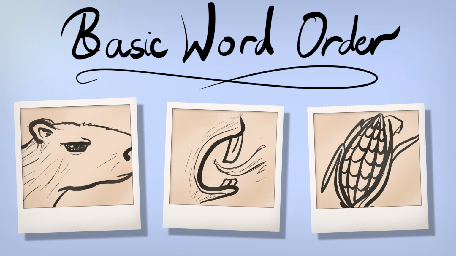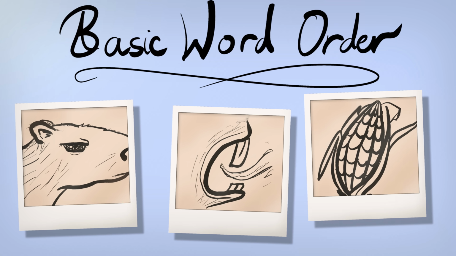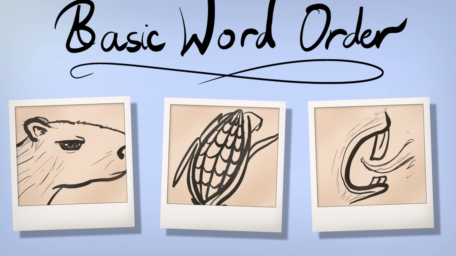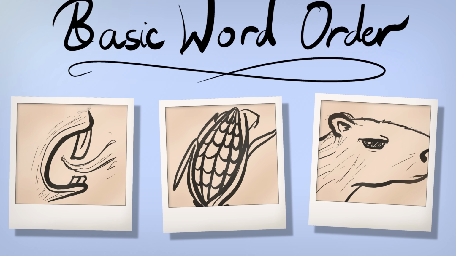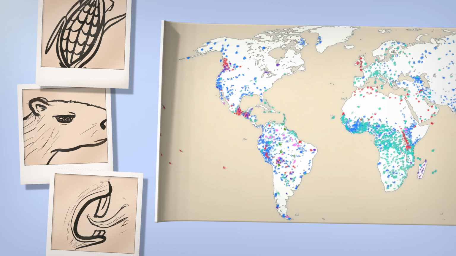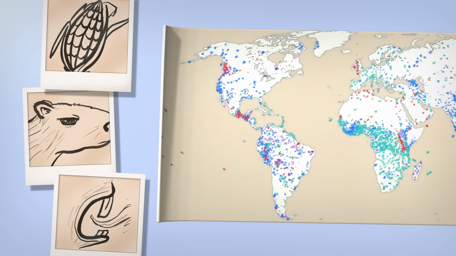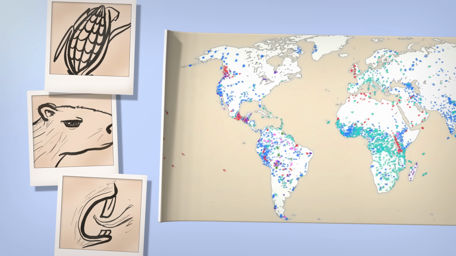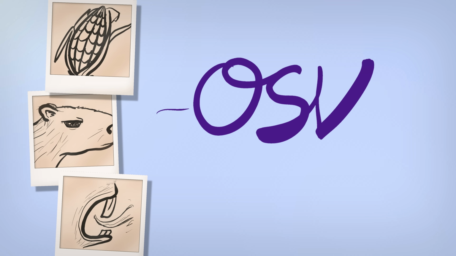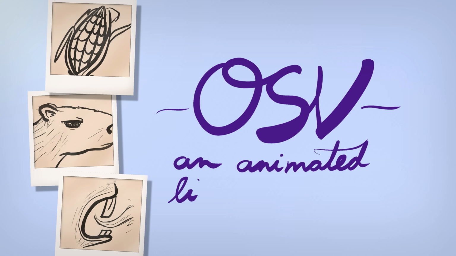What if instead of animal ate food, you used the most popular order, animal food ate, like almost every language in India? Or ate food animal, like in Madagascar? But one order stands out as particularly, incredibly unusual. Food animal ate. Meet OSV, the world's rarest word order.